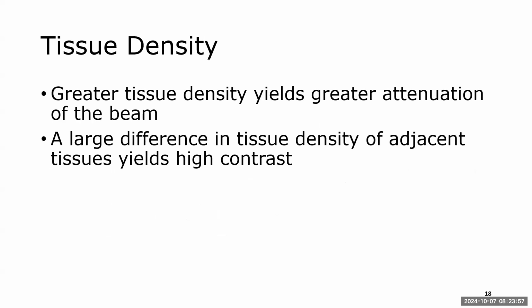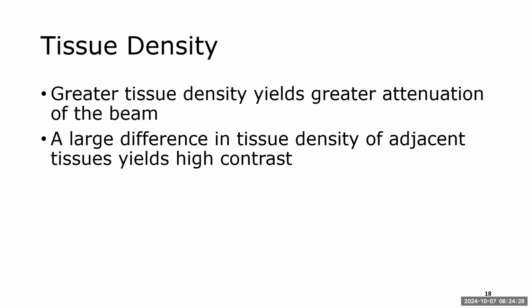So the second thing that affects attenuation or subject contrast through differential absorption is tissue density. Tissue density means how compact the atoms are to one another. Are they very compact, or are the atoms sort of spread out? The greater tissue density yields greater attenuation of the beam. Again, there's just more atoms in there for possible interactions.